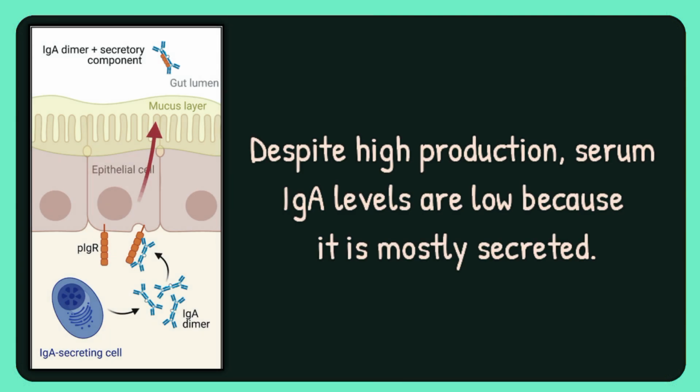The body produces a lot of IgA every day, second only to IgG. Most of it is secreted across mucosal surfaces as dimeric secretory IgA, which is why serum IgA levels are relatively low and mainly monomeric.